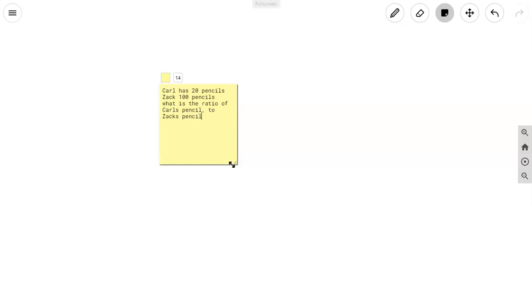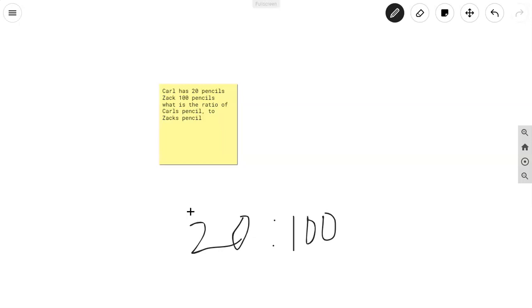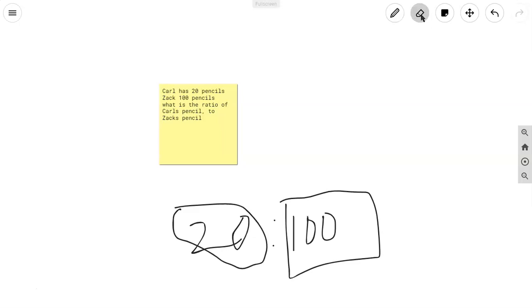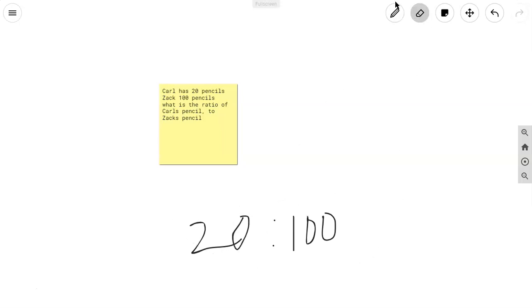Remember, "what is the ratio of Carl's pencils" is basically a keyword for comparing, and that's where ratios come in. So that's why it's "ratio of blah blah blah." So now the ratio: Carl has 20 pencils, and Zach has 100. One side is Carl's, which is this. Another side is Zach's, which is this. And now you can just simplify it.